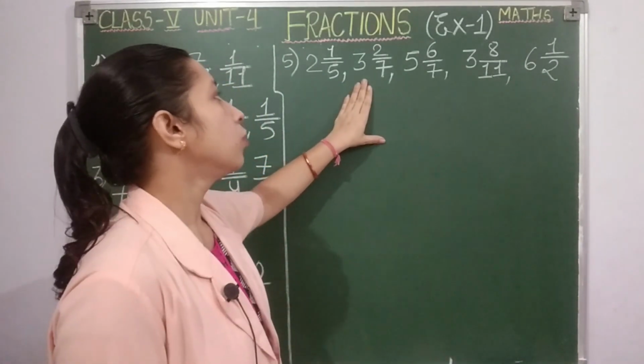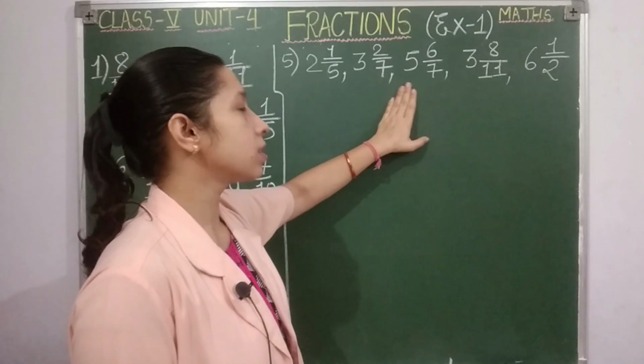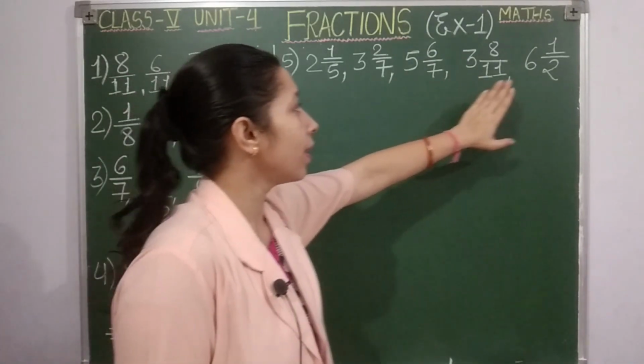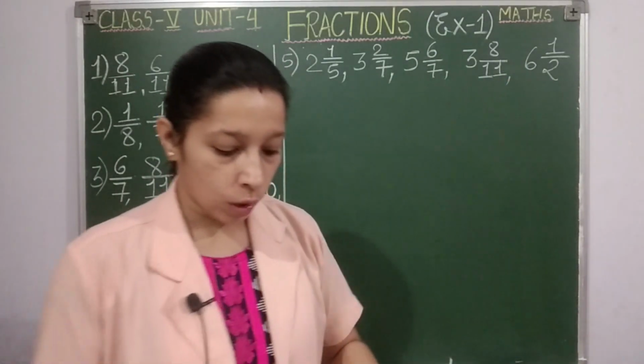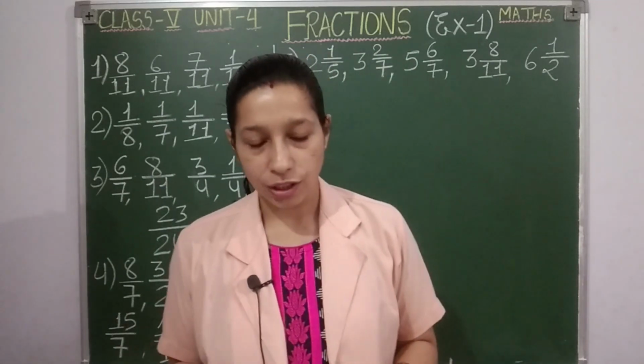In the same manner, 3 whole 2 by 7, 5 whole 6 by 7, 3 whole 8 by 11, then 6 whole 1 by 2. So such fractions are known as mixed fractions.